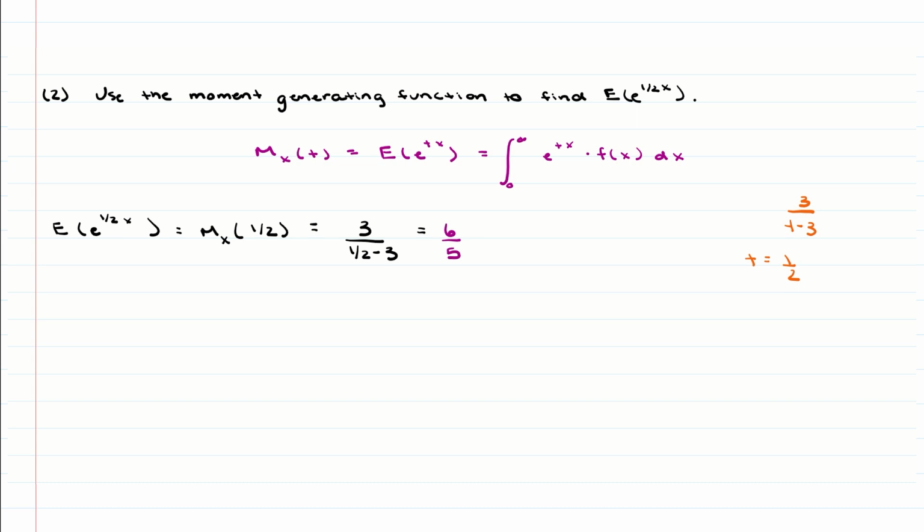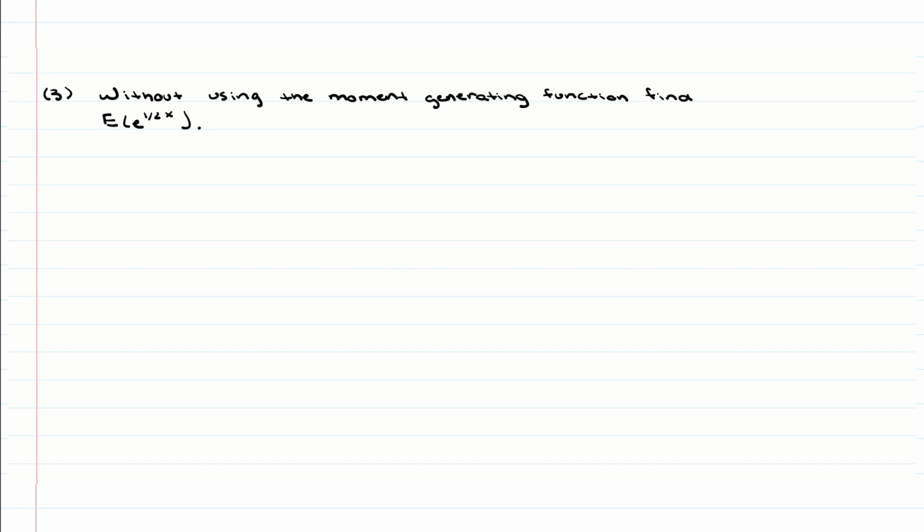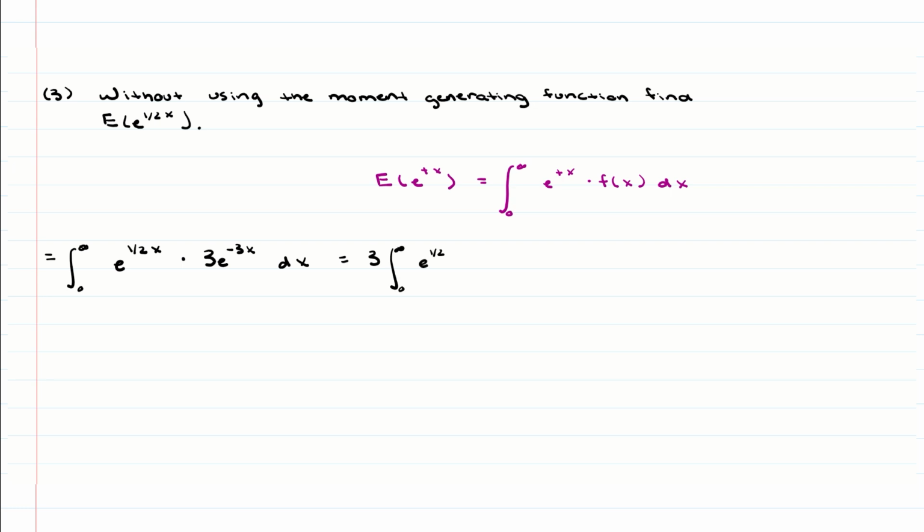Now let's move on to the last part of our example. It says without using the moment generating function, find the expected value of e raised to a half times x. Now, because we're not using the moment generating function, this will be a straightforward evaluation of an integral. We'll still be using this formula just without this piece. So we've got the integral from 0 to infinity of e raised to a half times x times the function that we were originally given, that was 3e raised to negative 3x dx. We'll move the constant 3 to the outside of the integral, and then combine exponents.